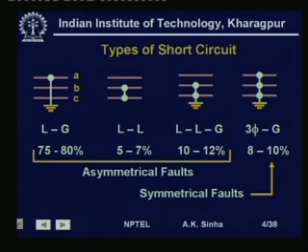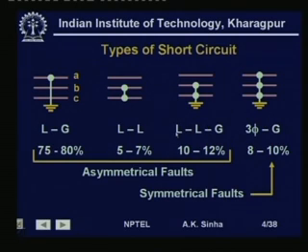Well, as I said earlier, the different kinds of faults that we have on a power system are single line to ground fault, line to line fault, double line to ground fault or LLG fault, and three phase to ground fault or three phase fault. Out of these types of faults, as we have indicated here, single line to ground fault, line to line fault and double line to ground fault are basically asymmetrical faults.